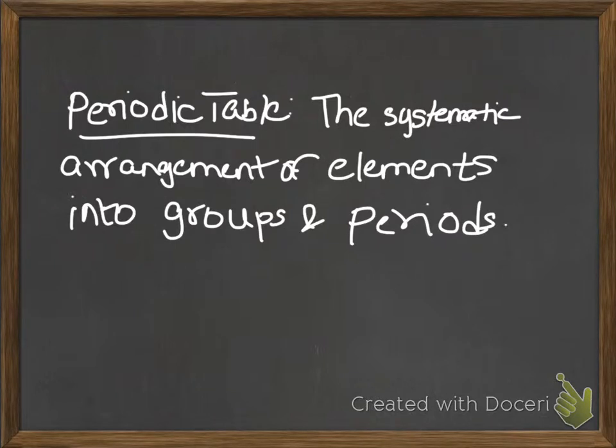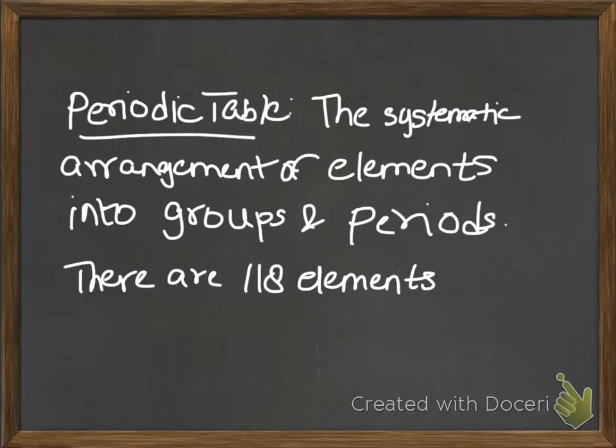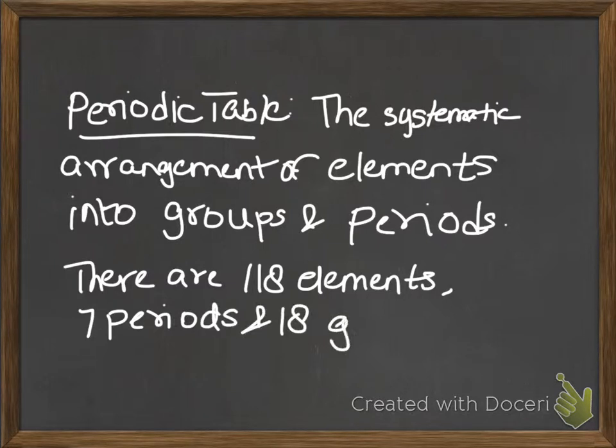So as we discussed in the previous video of the periodic table, there are 118 elements in the periodic table, 7 periods and 18 groups. This is what we discussed in the previous video of the periodic table. Now let's come to the advanced level of the periodic table.